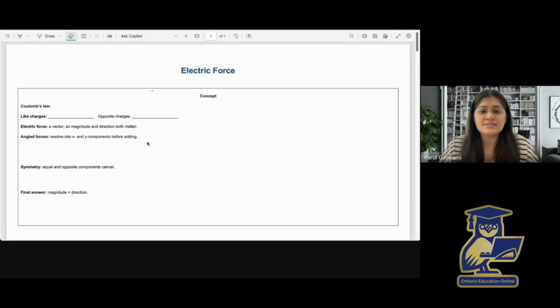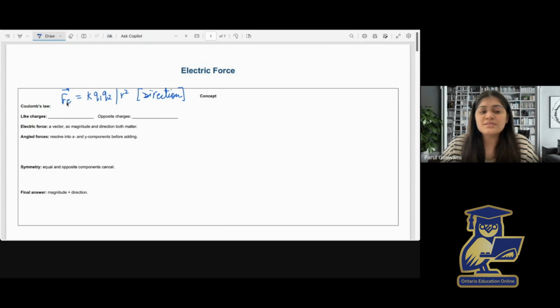Coulomb's law tells us that the electric force between two charges depends on the size of the charges and the distance between them. So the electric force is given by Fe equals K times Q1 Q2 by R squared, and we have to mention the direction. Now, Fe is the electric force between these two charges, K is Coulomb's constant, Q1 and Q2 are the magnitudes of the charges respectively, and R is the distance between those two charges.